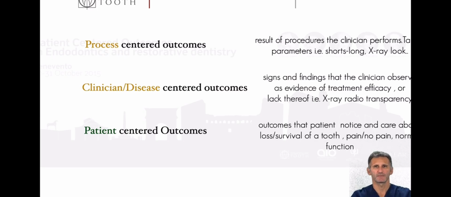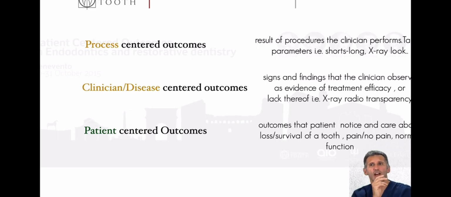Process-centered outcomes, goal towards something decided by the human mind. Even clinician disease-centered outcomes are something that we have decided. Because, for example, for endodontic, we can decide that the radiography is just a normal X-ray, or an orthophantomography that we know is much more sensitive, or a CBCT that is much more sensitive. So even here, the threshold can change.